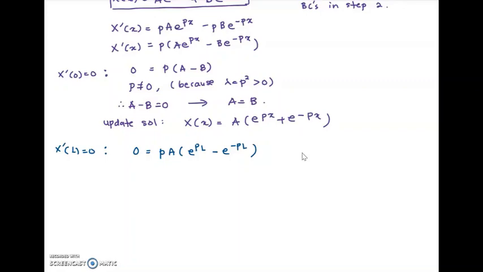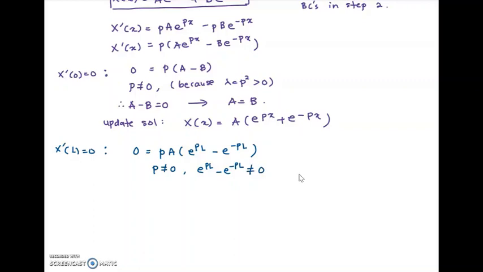And then we know that, okay, the same justification as here. This P here cannot be 0 to maintain this one. We want to have lambda equals P square, which is always greater than 0. So P here cannot be 0. If P cannot be 0, then the terms in the bracket, which is exponent PL minus exponent negative PL, also will not be equal to 0.